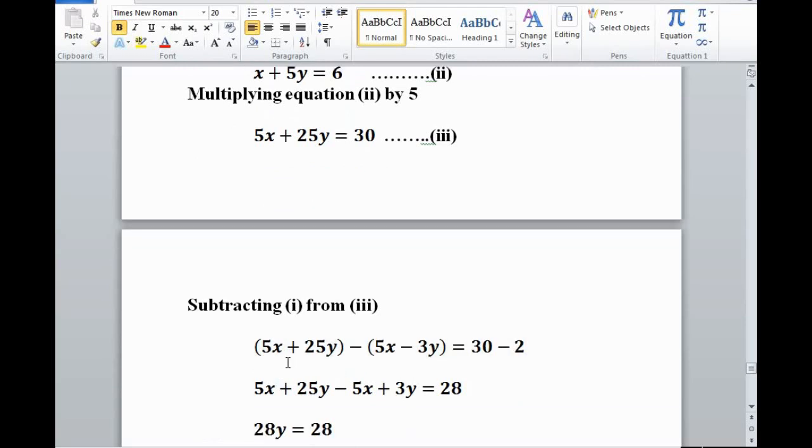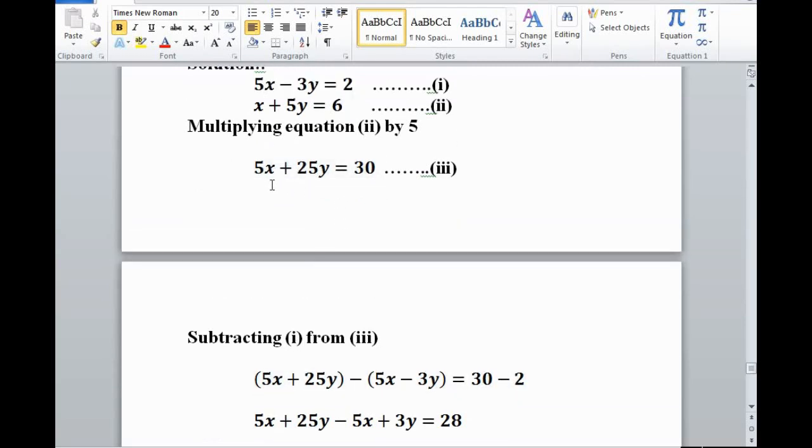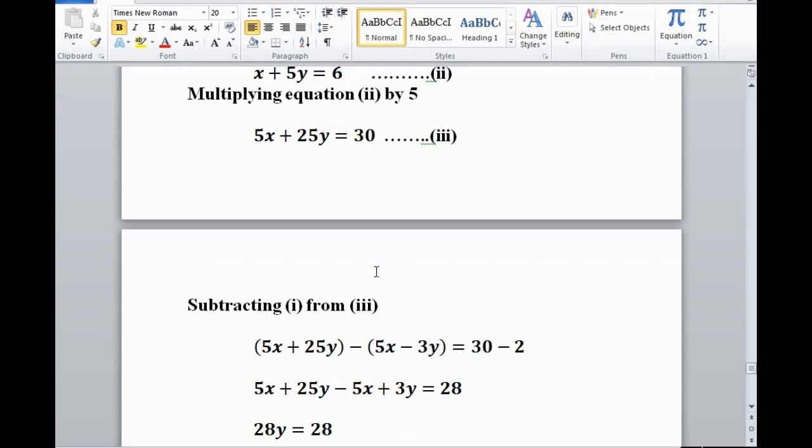So now subtracting equation 1 from 3, I will write first the left hand side of equation 3, which is 5x plus 25y, because we are subtracting 1 from 3. If it is subtract 3 from 1, then I will write the left hand side of equation 3 and then the left hand side of equation 1. Anyhow, 5x plus 25y, which is the left side of equation 3, minus 5x minus 3y, which is the left side of equation 1. Same as the right side of equation 3, 30 minus the right side of equation 1, which is 2.